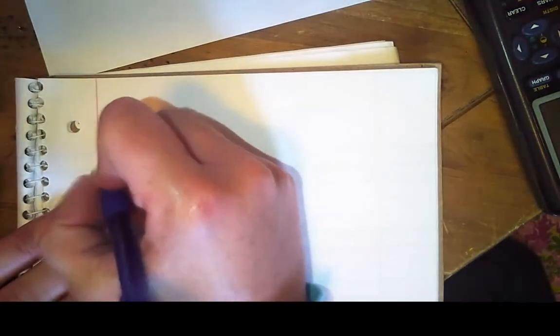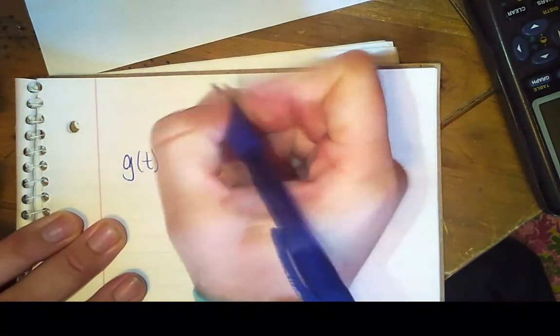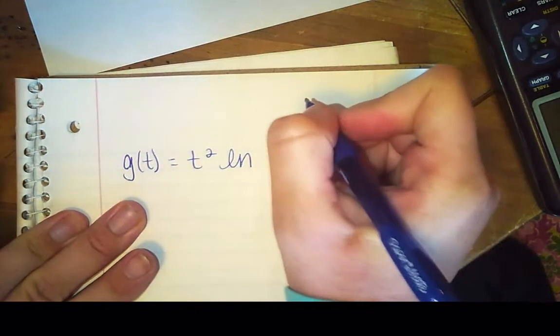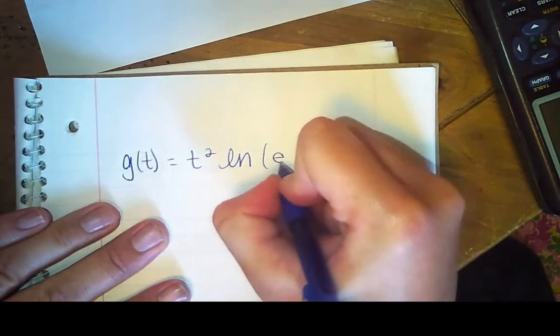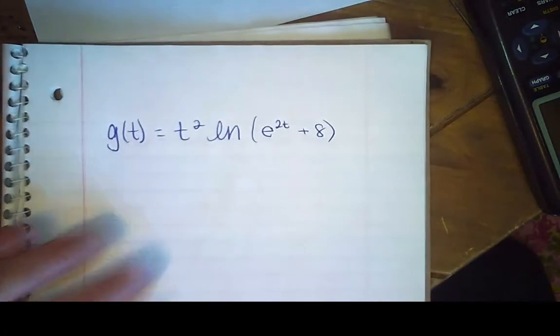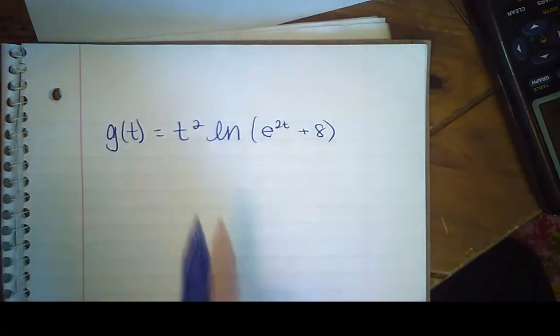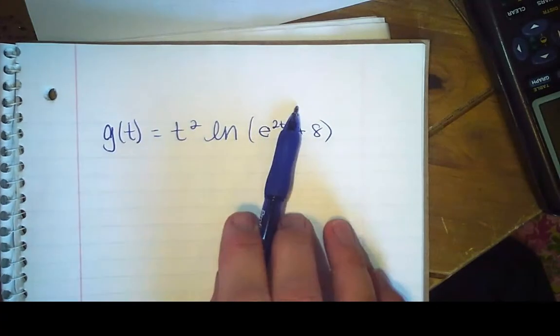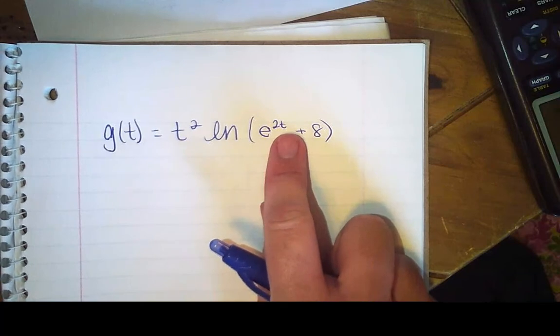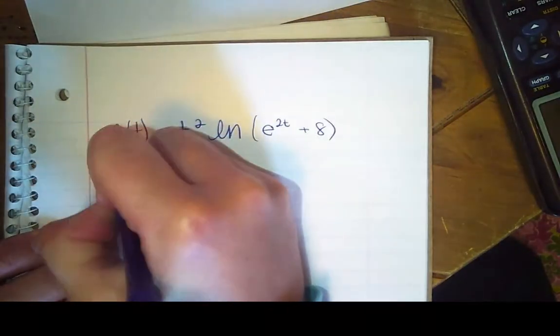All right, so last one. I have G of t equals t squared times the natural log of e to the 2t plus 8. And I want to take this derivative. So my bigger picture is I've got variables times variables. There's really no way for me to simplify this down algebraically, so I'm stuck. So I'm going to have to use product rule.